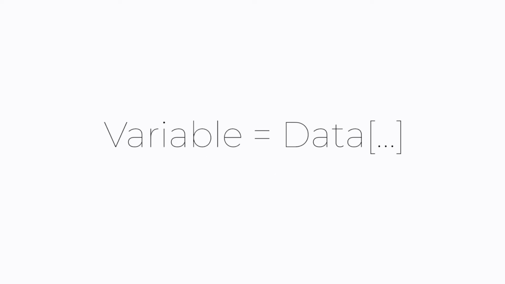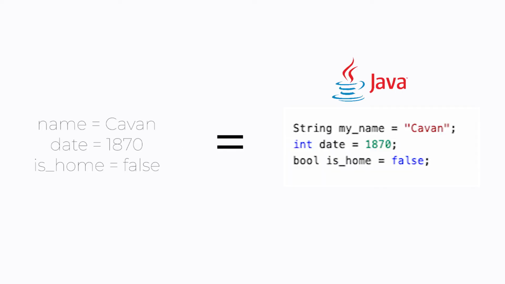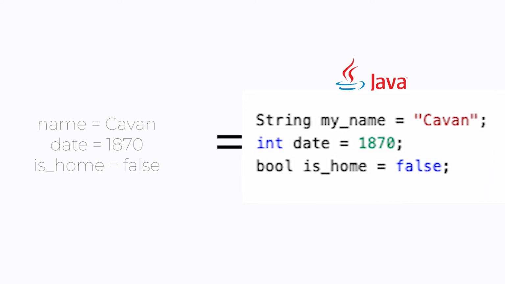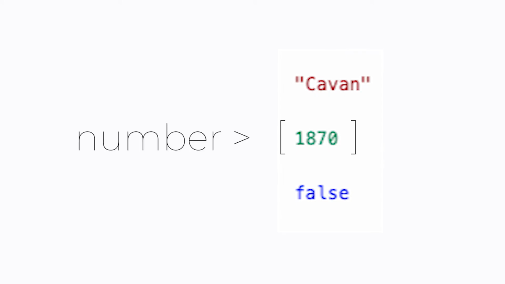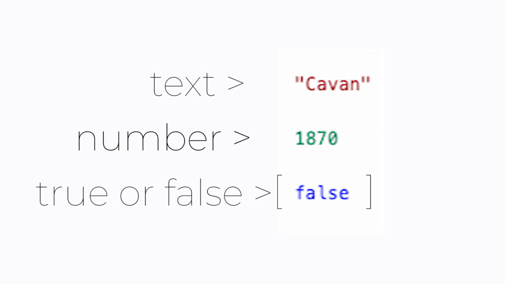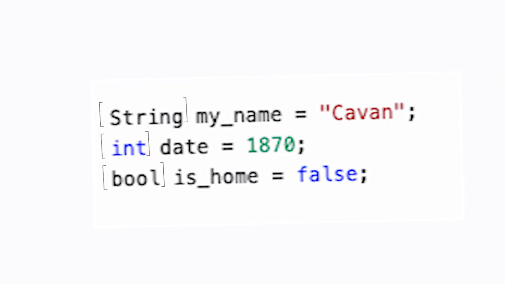What is a variable? A variable is how a program holds some data. This is what it looks like. This is our variable. This is our data. So what is this? This is called a type. What are types? This is a number. This is some text. This is true or false. These aren't the same. These are different. It's the same thing in programming. What your data is, you tell Java.